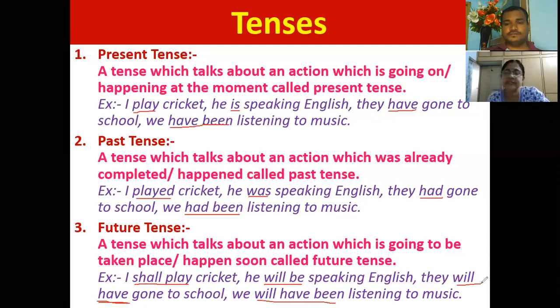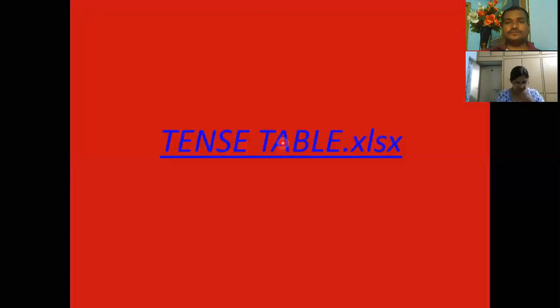Will have been means future perfect continuous. They will have been, we will use. We will have been, they will have been, he'll have been, she'll have been, I shall have been, like that. I'll give you the differences step by step.